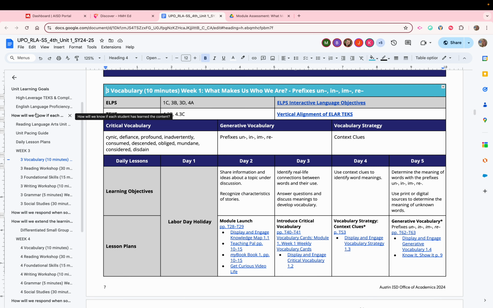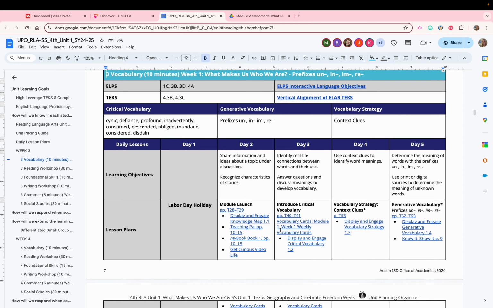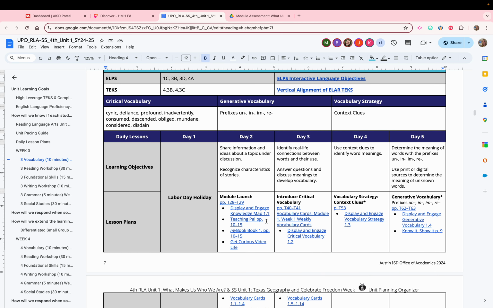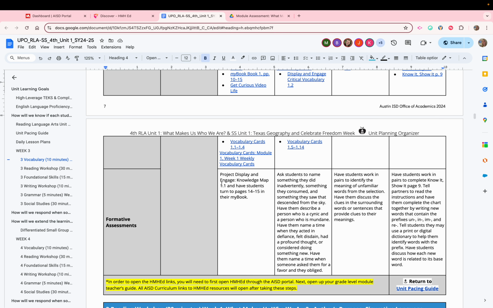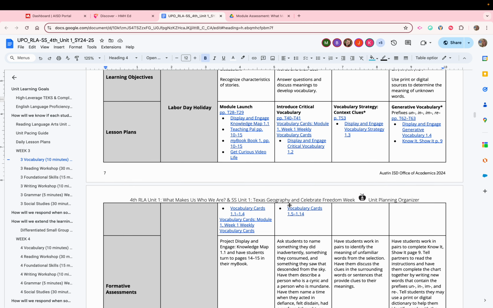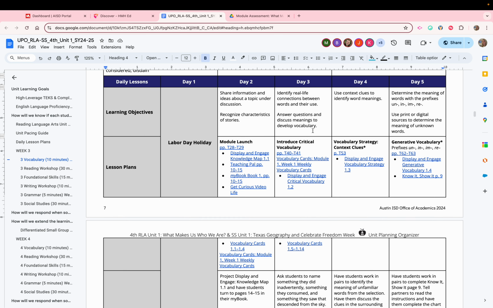So looking back at that first week, we notice inside of each lesson, there's a learning objective, there is a lesson plan with a link to some pages, then a bulleted list of items, and then a formative assessment. Now I'm going to go look at, honestly, the day 3 here because the module launch ends up being a little bit different. But let's look at day 3.